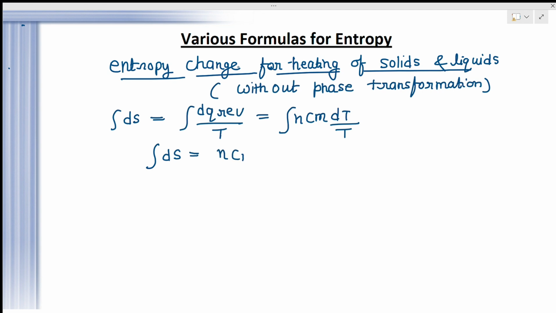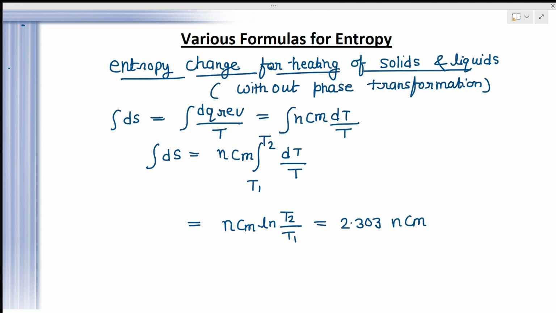So it will be n Cm, integrating from T1 to T2, dT by T. Then we can write it as n Cm natural log of T2 upon T1. Or you can write 2.303 n Cm log T2 upon T1. So this is one of the formulas. This is the value of delta S.